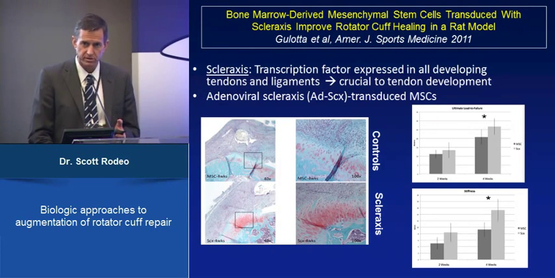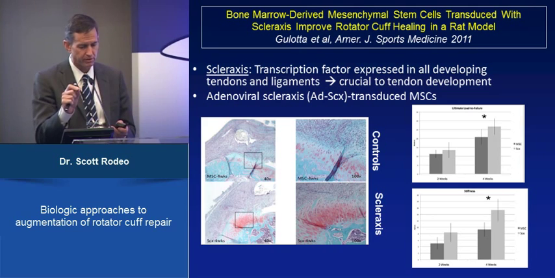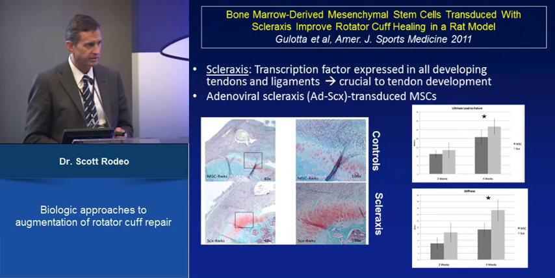It's crucial to tendon development during embryogenesis, so we said this might be an important factor to look at. We use gene therapy techniques using adenovirus vectors to transfect our stem cells with the gene for scleraxis. And in fact, we now find an improvement in healing.